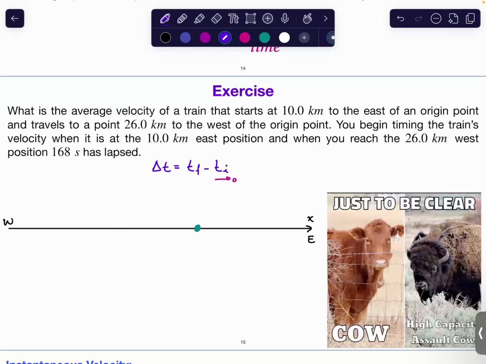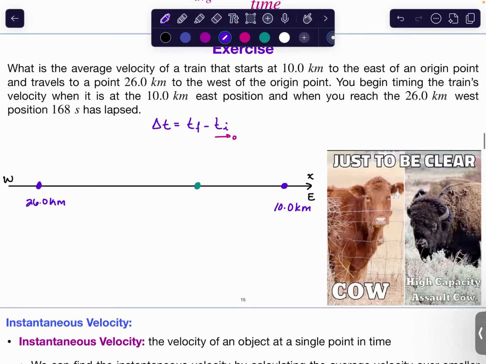But you know that the train starts at some position 10 kilometers to the east. It's going to end up 26 kilometers to the west. Okay, so then we say, what is the average velocity?